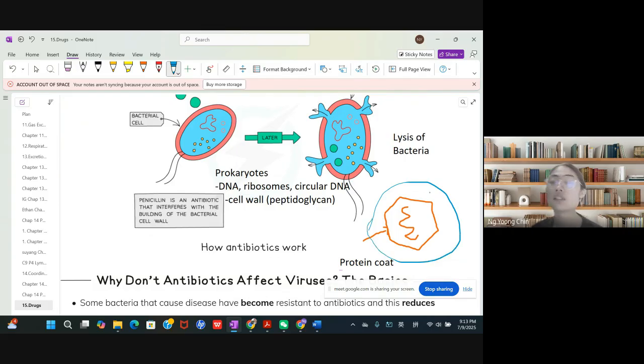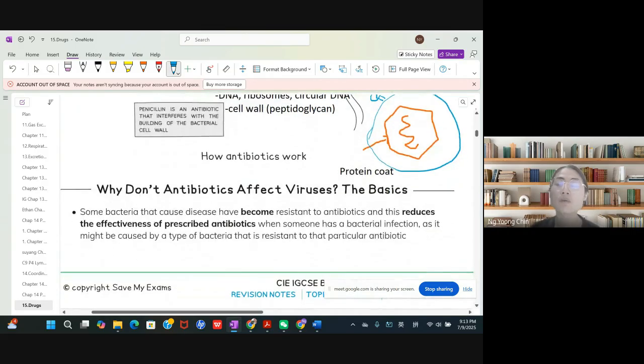The envelope has receptors on it, something like this. Sometimes we call it glycoprotein, the receptor on it. So how is the antibody able to kill the virus?